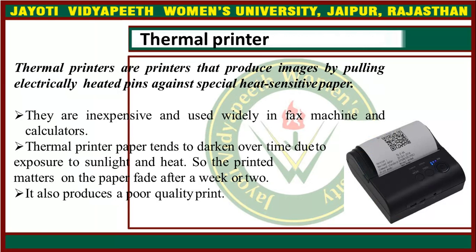Come to the thermal printer. These are printers that produce images by pulling electrically heated pens against special heat sensitive paper. They are inexpensive and used widely in fax machines and calculators. Thermal printer paper tends to darken over time due to exposure to sunlight and heat, so the printed matter on the paper fades after a week or two. It also produces a poor quality print.